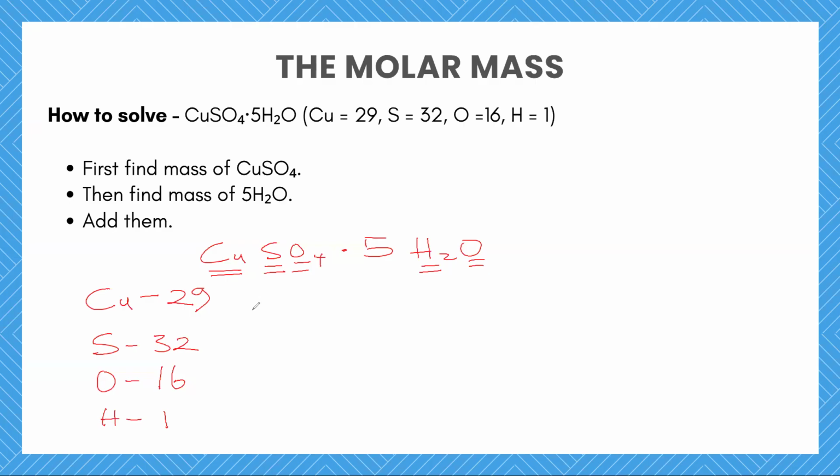Now, the next step, I want you to follow me carefully, would be to multiply each element by the number of atoms that are present. Now, how many atoms of copper are present in this compound? If you check carefully, you will see that copper appears only once, which is over here. So that means copper will be multiplied by 1, which is equal to 29. If you check well also, you'd see that sulfur appears only once as well. So it will be 32 multiplied by 1 as well, which is equal to 32.